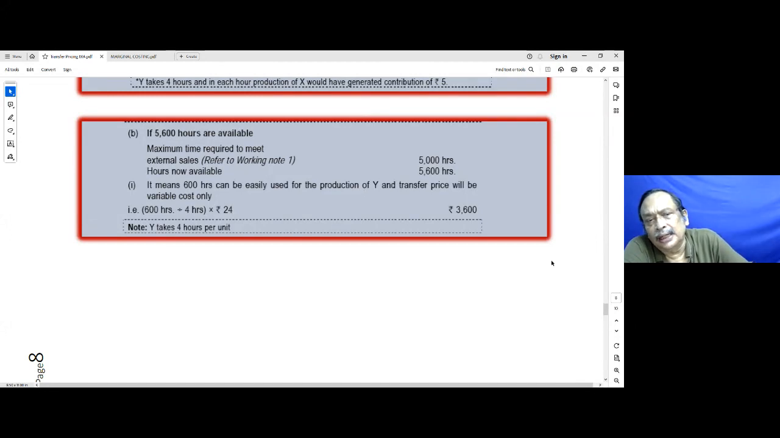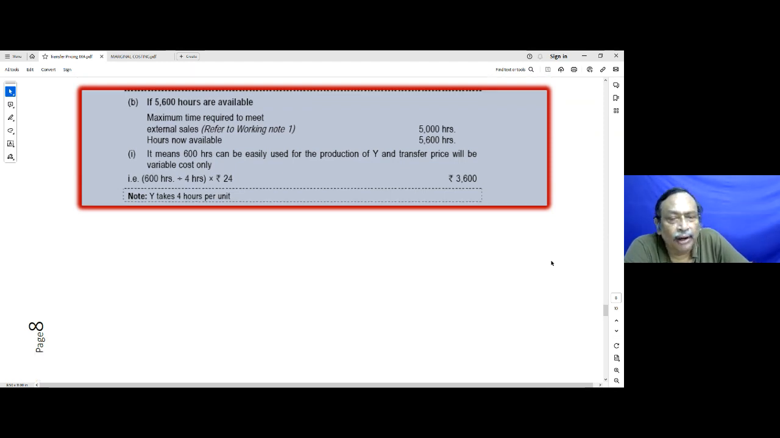It means 600 hours can be easily used for the production of Y, and the transfer price will be variable cost only. That is 6,000 hours divided by 4 hours into 24, that is 3,600. Y takes 4 hours per unit.